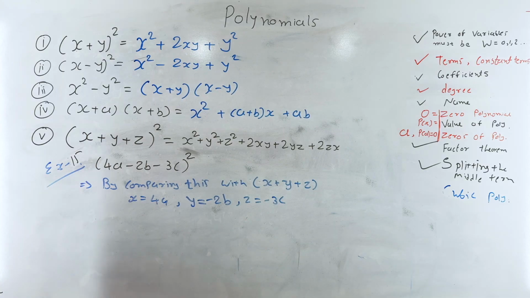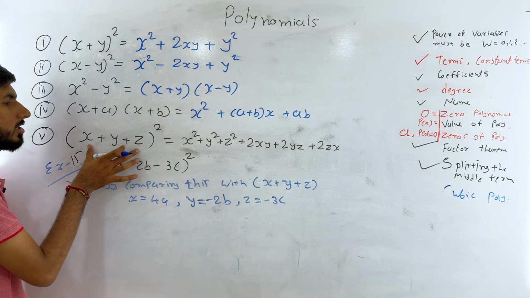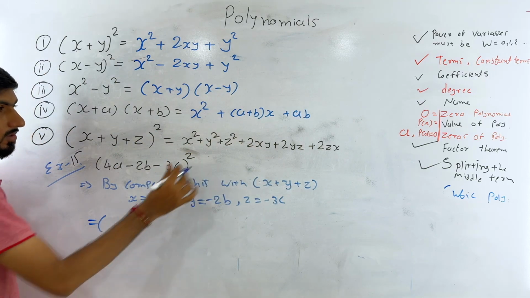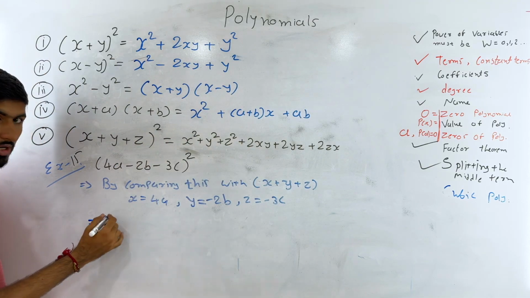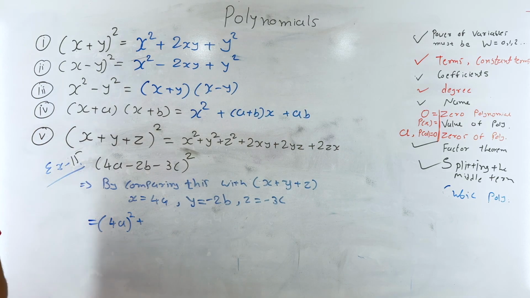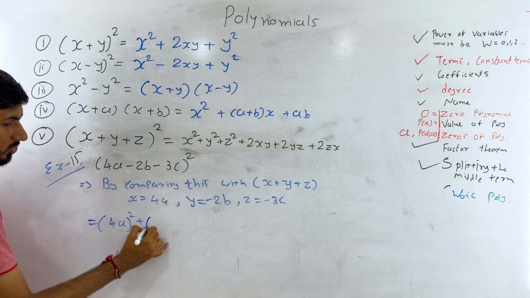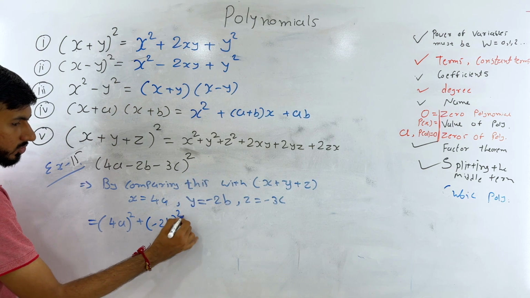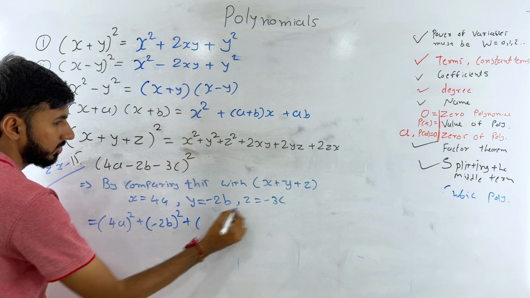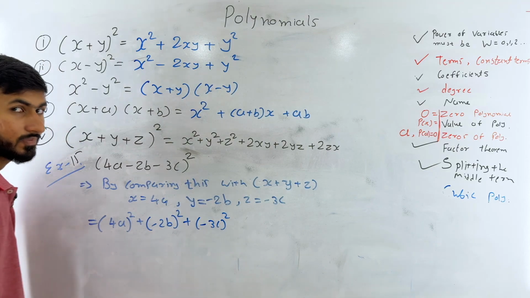Now we all know that by using identity x plus y plus z whole square is equal to this, my answer will be, first is x square, that means 4a whole square. Second one is y square, that means minus 2b whole square. Don't forget to bring your sign. Third one will be plus z whole square, that is minus 3c whole square.